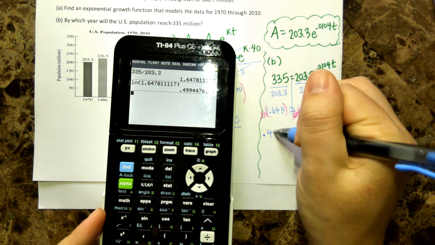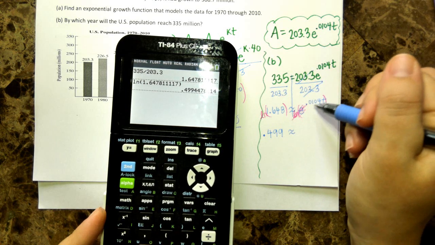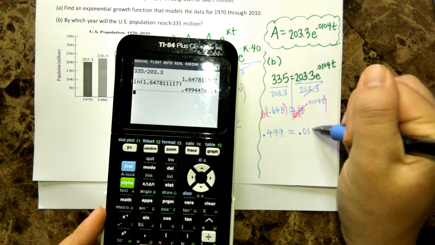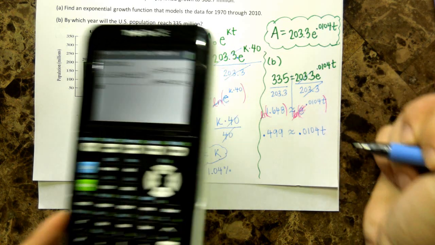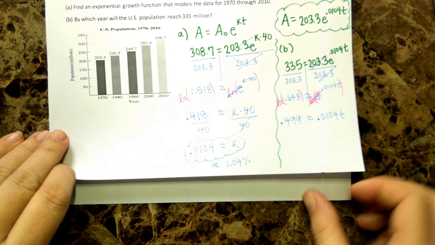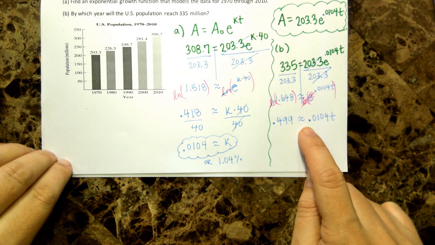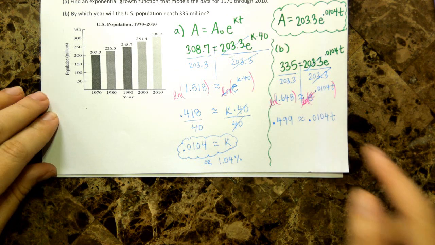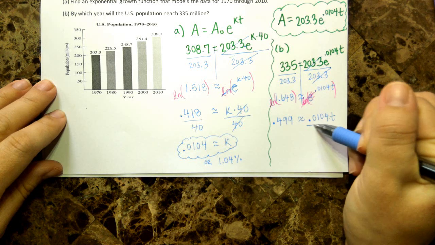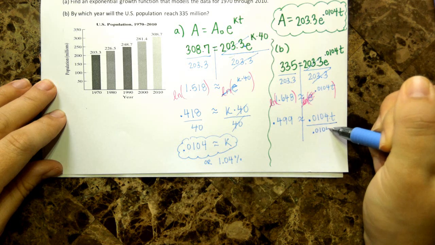0.499. I'm rounding on paper, but I'm just going to leave it typed into my calculator, is approximately, and the only thing I have left on the right-hand side is 0.0104t. Okay. I'm almost done. I just want to figure out what t is. So all I have to do is get rid of this 0.0104 that's being multiplied by t. And the opposite of multiplication is division. So I'm going to divide both sides by 0.0104.